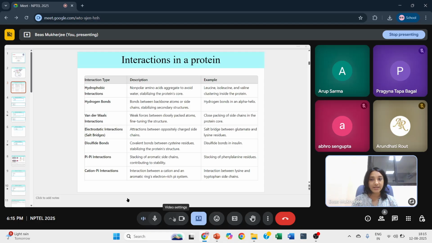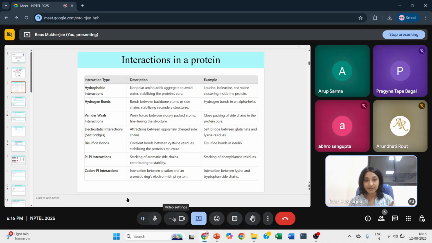Now disulfide linkages. This you understand. There is a covalent bond between the cysteine residues stabilizing the protein structure. This is very important and very widely seen in a lot of proteins in our body. Okay. And it immediately improves the thermal stability of the protein. Okay, so the protein does not get destroyed even if it is heated at a very high temperature.